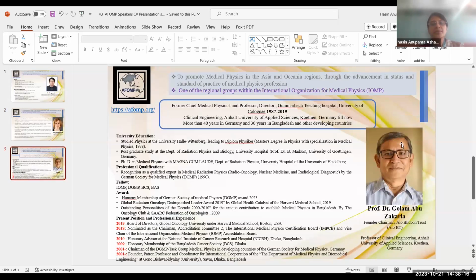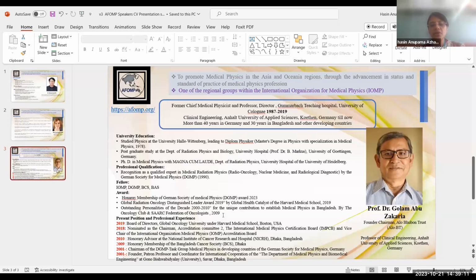The last speaker is Professor Dr. Golam Abu Zakaria. He studied physics at the University of Halle-Wittenberg as a diploma physiker, which is equivalent to a master's degree in physics, especially in medical physics, in 1978. He also did postgraduate study at the university hospital of Göttingen University, Germany, and a PhD at the University of Heidelberg. He has professional qualification as an accredited medical radiation physicist in radio-oncology, nuclear medicine, and radiological diagnostics. He is a fellow of IOMP, DGMP, the Bangladesh Cancer Society, and the Academy of Science. Recently, in 2023, he was awarded honorary membership of the German Society of Medical Physics, DGMP.